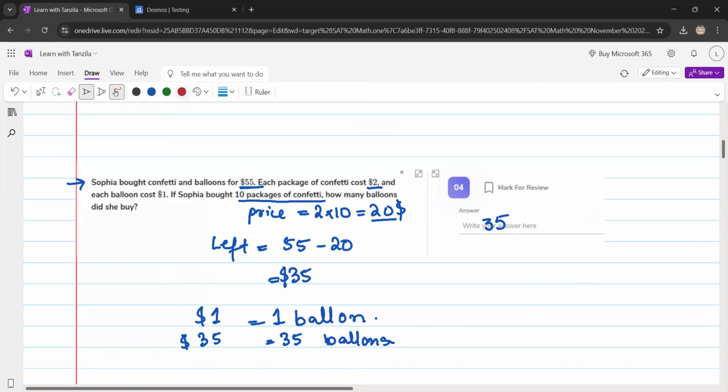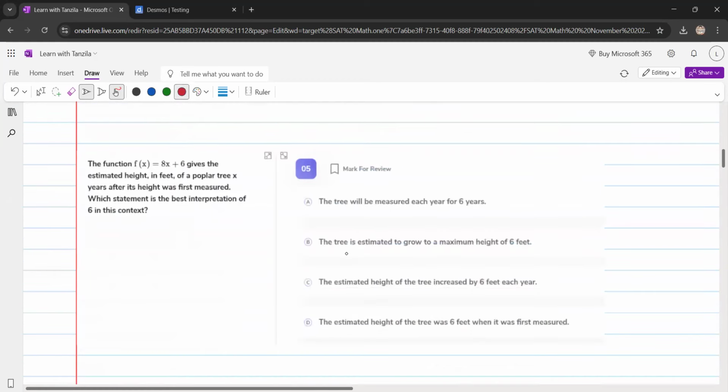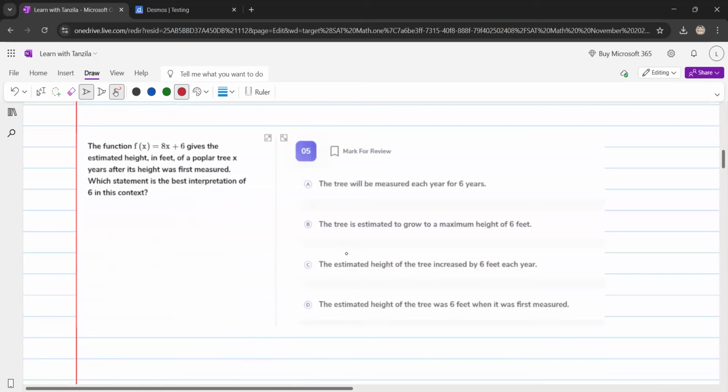Okay, moving on to question 5. The function f of x equals 8x plus 6 gives the estimated height, in feet, of a popular tree x years. Okay, x is the time in years after its height was first measured. Which statement is the best interpretation of 6 in this context?